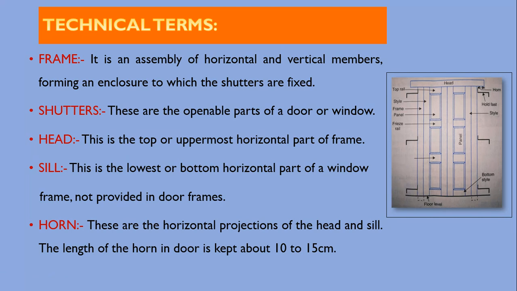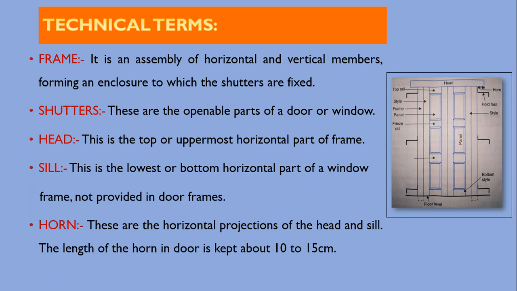Sill. This is the lowest or bottom horizontal part of the window frame, not provided in the door frame. So this term is associated with the window frame. In the case of a window frame, in addition to the vertical members and the uppermost horizontal member, a bottommost horizontal member is provided, and this is called the sill.